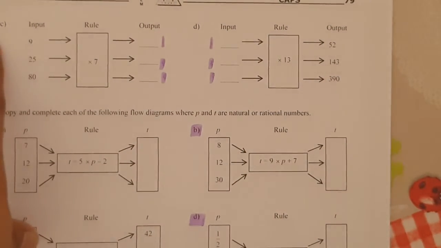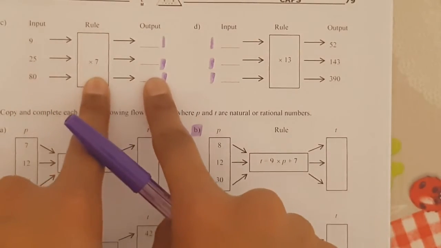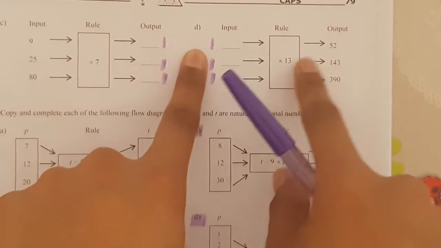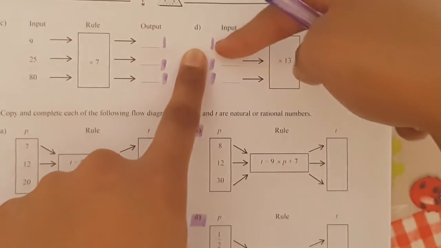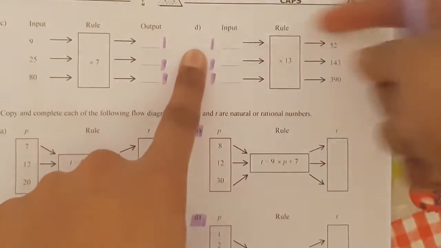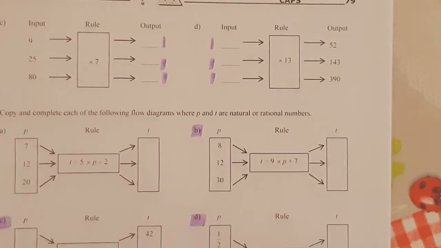Number C says 9 times 7, 25 times 7, 80 times 7. Put the answers for me. Something times 13 is 52. You're going left to right is times, but right to left is divide. You're going right to left. So make sure you divide by 13 to get your answer here.